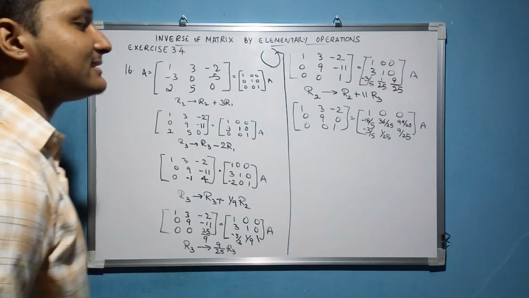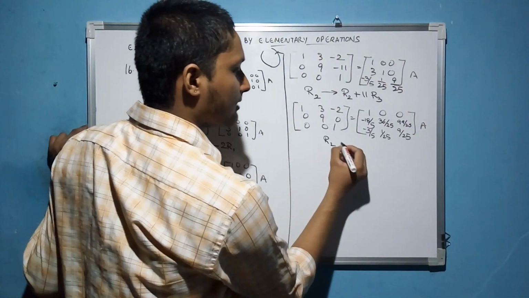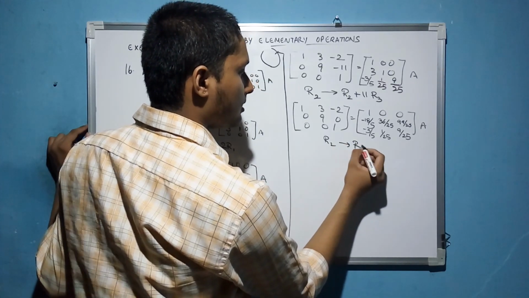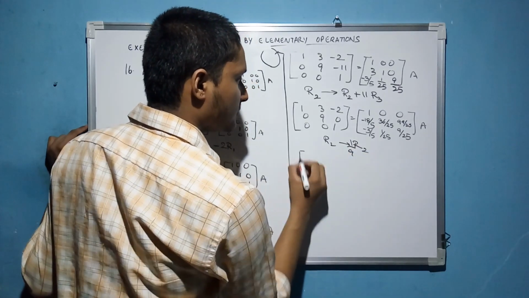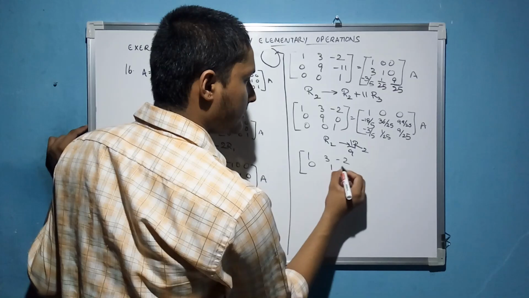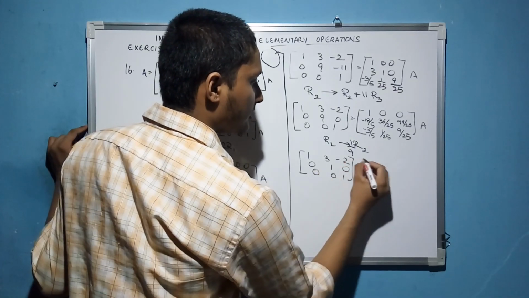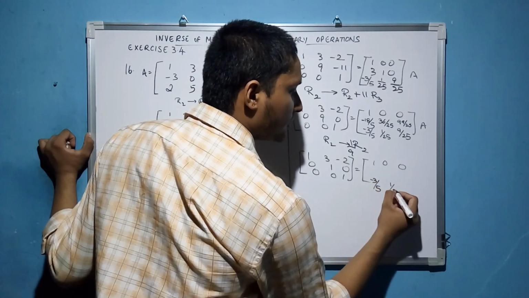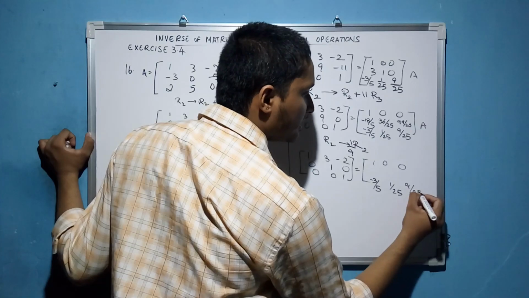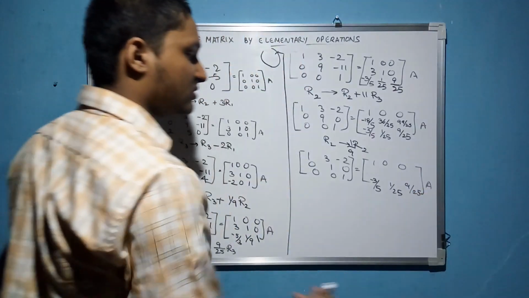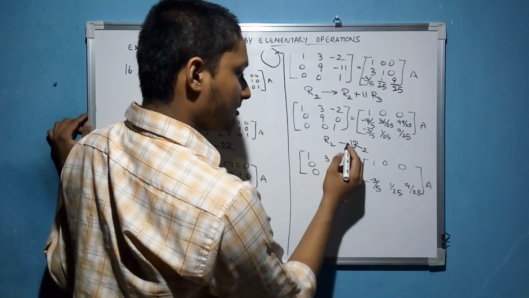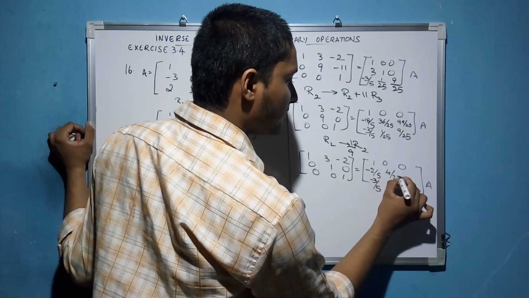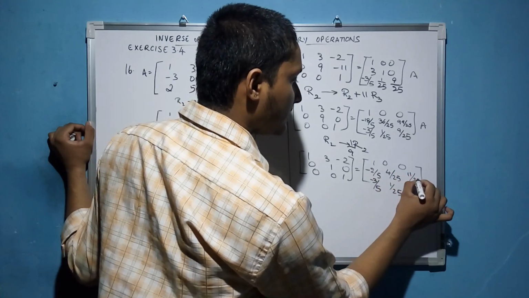The next step is converting that 9 into 1. In order to do that, I'll convert R2 to 1 by 9 R2. So this becomes 1 3 minus 2, 0 1 0, 0 0 1. This much we got here. Now this is 1 0 0, minus 3 by 5, 1 by 25, 9 by 25 into A. It is going out of the board now. Whatever it is, divided by 9, this becomes minus 2 by 5, this becomes 4 by 25, and this becomes 11 by 25.